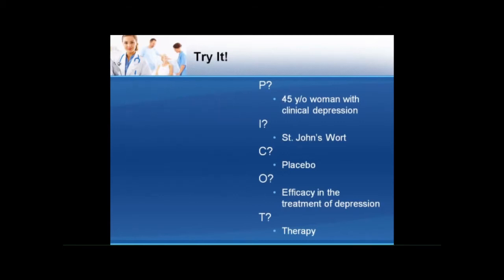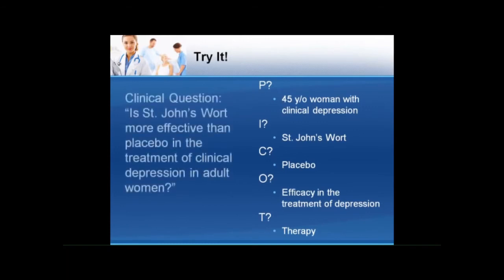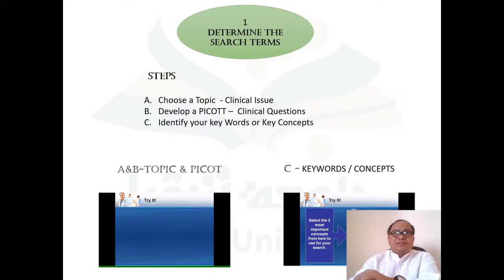Thus, our clinical question could be stated as follows. Is St. John's wort more effective than placebo in the treatment of clinical depression in adult women? Okay, so it's loud and clear. Now we know that from the clinical issue, we will create an answerable and searchable question, and that's what we call the clinical question or the PICO format of question.